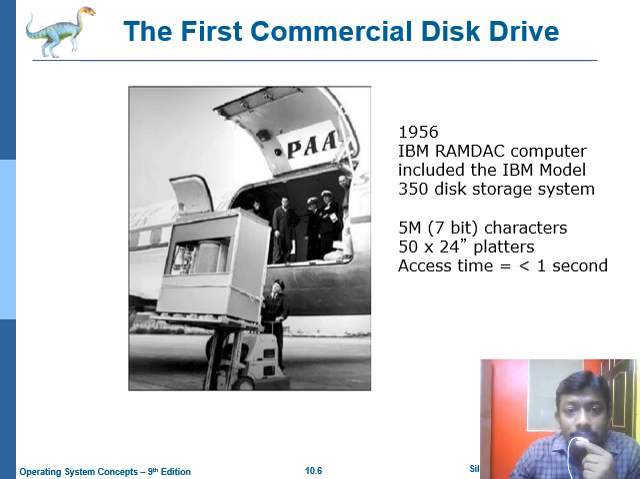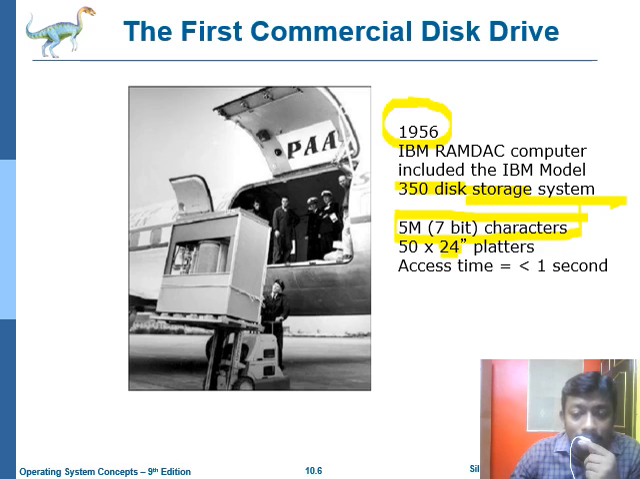So the first commercial disk drive is shown in this slide. This is actually an IBM system, the IBM RAMAC computer, which includes the IBM Model 350 disk storage system, which was developed in 1956. It can store 5 MB of data, in 7-bit character data. The platters we have seen here: 50 platters are there, and the size of the platters is 24 inches. So it consists of 50 platters.